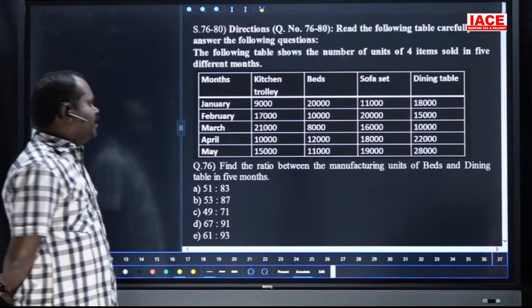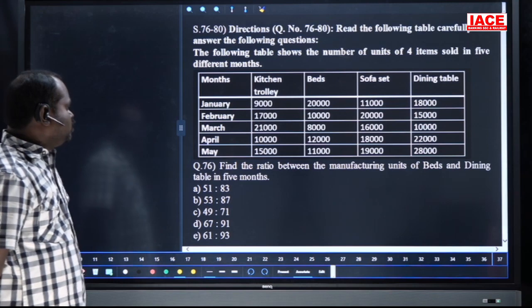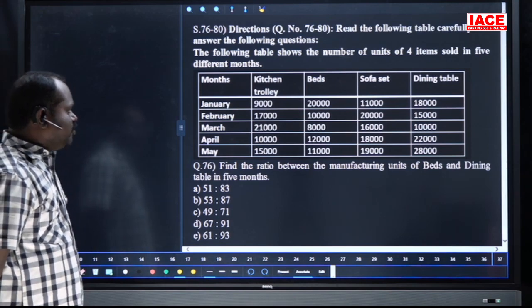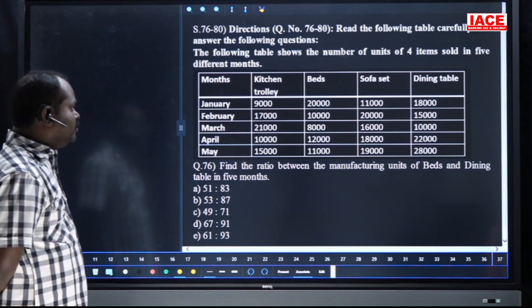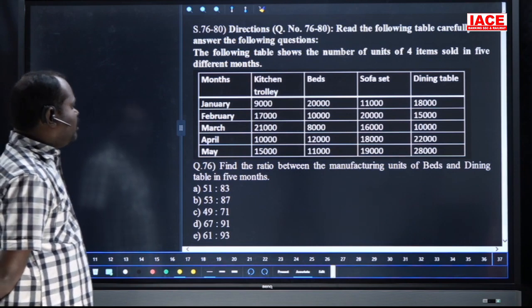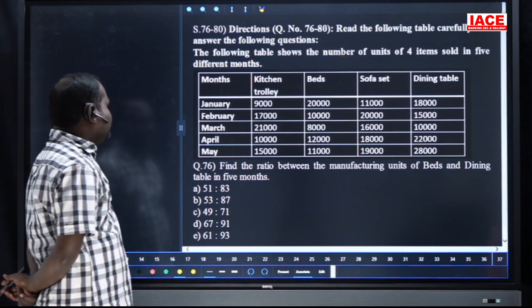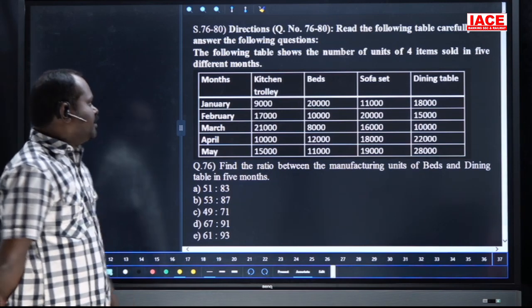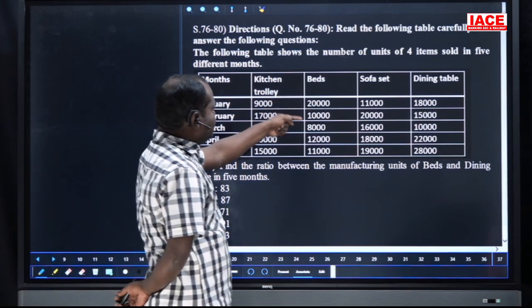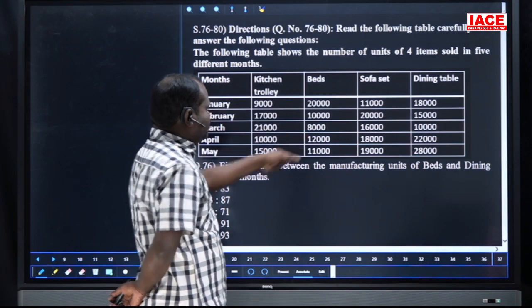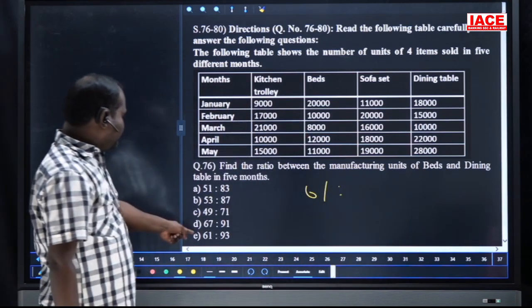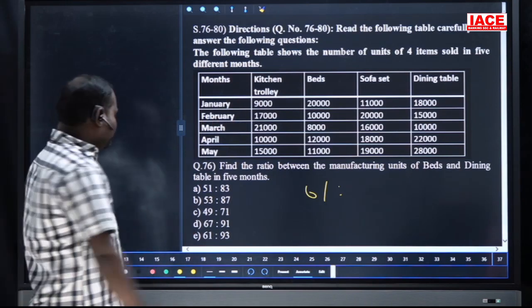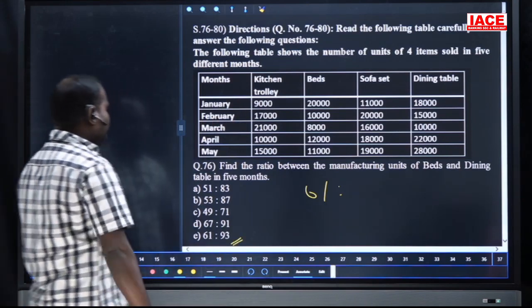76. Find the ratio between the manufacturing units of beds and dining tables in 5 months. Beds and dining tables: 20 30 38 40 50 61. Only one option is there with 61, so no need to calculate that option. So option E. Next.